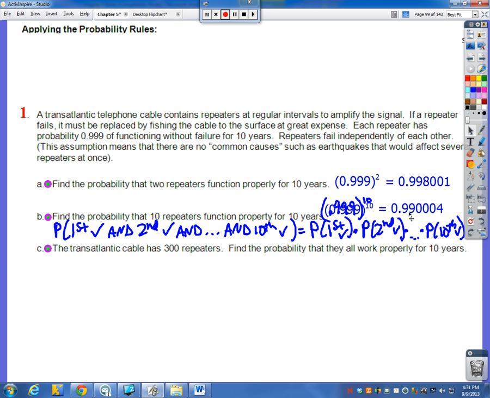Well, we can multiply the probability that the first one works times the probability that the second works all the way up to the 300th. So we're really taking 0.999 to the 300th power. And man, when you start getting many 0.999s and start multiplying them, they really start to work their way towards zero. Okay, so we're looking at a little over 74% chance that all 300 repeaters will be fine in a 10-year period. So there's about a 26% chance that we're going to have to replace at least one at some point down the road.